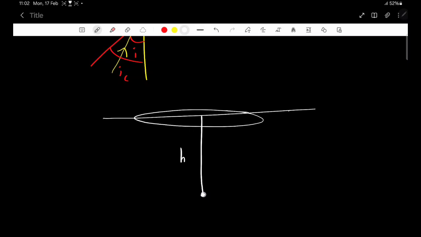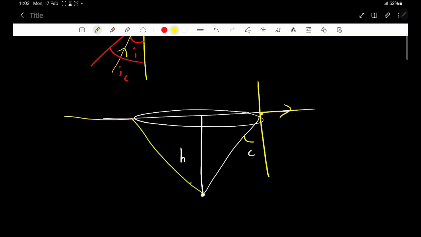Imagine from the fish's eye, we can draw a light ray, and this light ray is reaching the interface at a critical angle. So obviously, if the angle of incidence is the critical angle, then the refracted angle is going to be 90 degrees. So if this is C, this is going to be 90. Based on the critical angle, if you try to draw a figure, it will construct a cone.